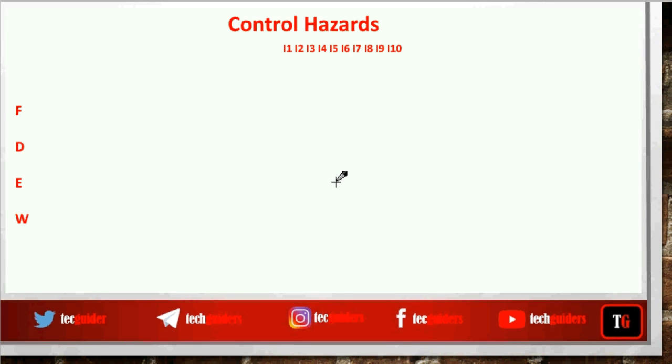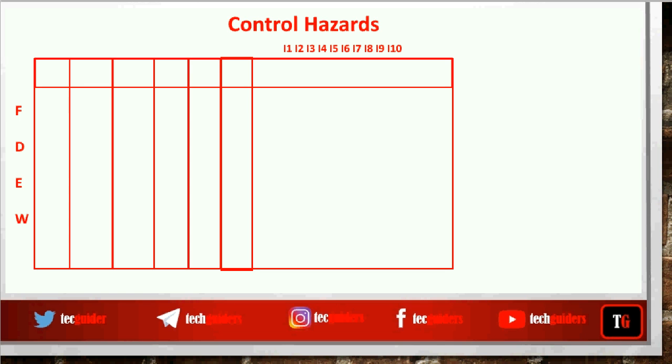In the last video, we have seen when the branch is unconditional, then the branch is always taken and hence there is wastage of CPU cycle. Now suppose I2 is a conditional branch instruction. In cycle 1, we fetched I1. In cycle 2, we fetched I2 and decoded I1. In cycle 3, we executed I1, decoded I2 and fetched I3. In cycle 4, we write back I1, executed I2, decoded I3 and fetched I4.